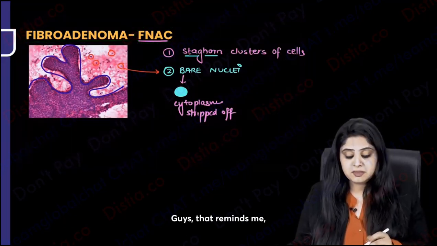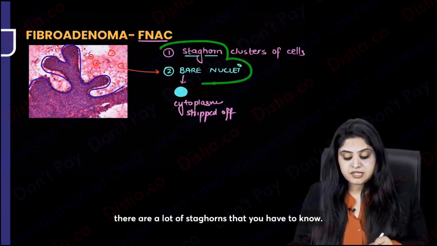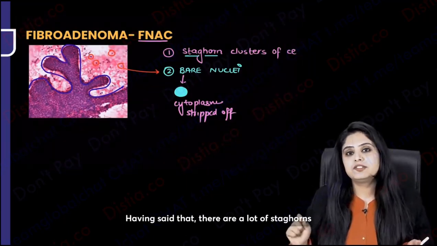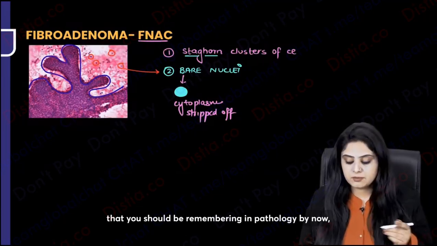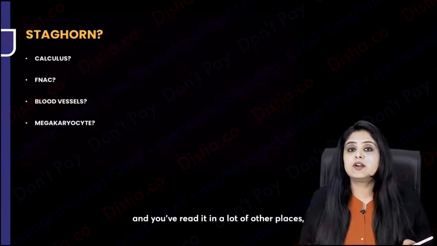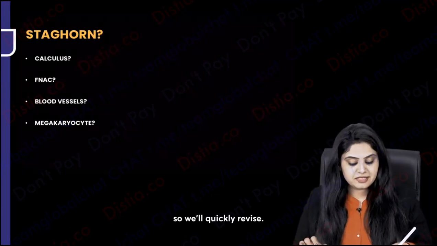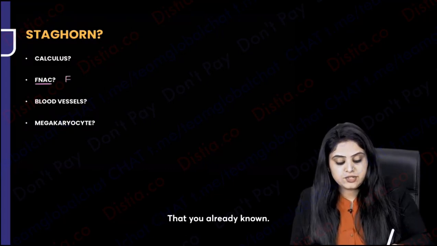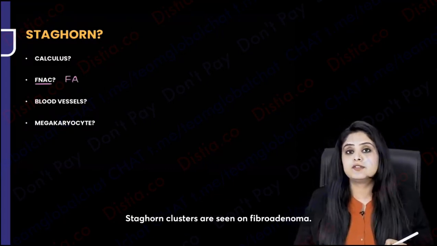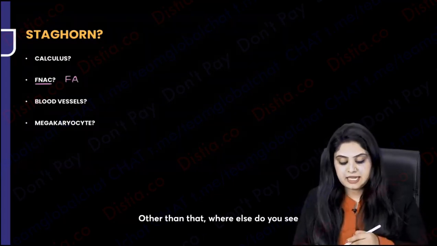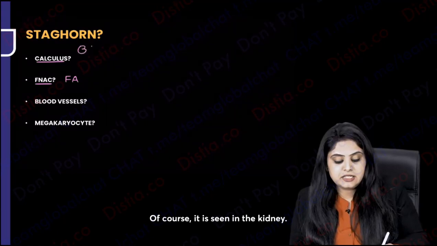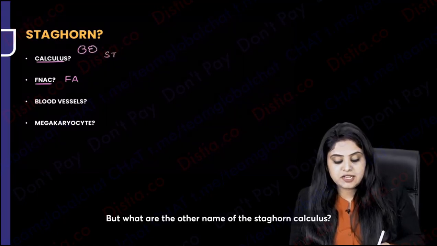Guys, that reminds me, there are a lot of staghorns that you have to know. You should be remembering them in pathology by now, and you've read it in a lot of other places, so we'll quickly revise. Where do you see the staghorn clusters on FNAC? That you've already known. Staghorn clusters are seen on fibroadenoma. Other than that, where else do you see the staghorn calculus? Of course, it is seen in the kidney, but what is the other name of the staghorn calculus? It is known as the struvite calculus.